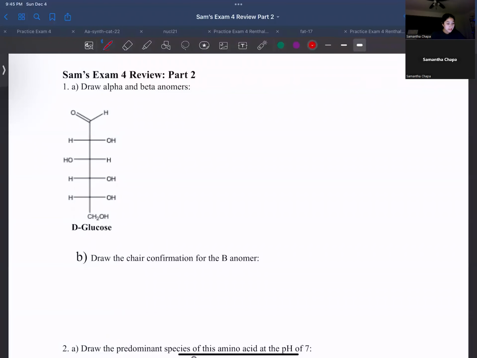Okay, so today we're going to be doing exam review 4, part 2. All of this is basically going to be about carbohydrates and amino acids, and this is actually a large part of your exam. I just wanted to make a little review on this part because this is, I think, about 40 points of your exam. So it's a good thing to get down already.